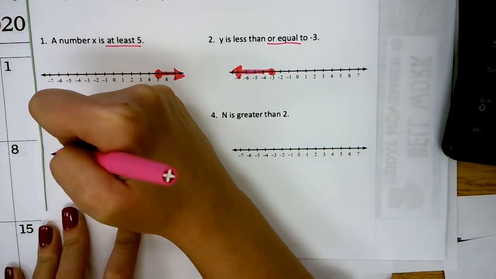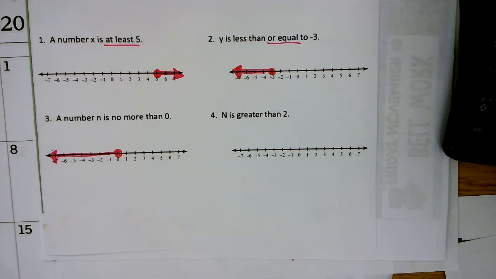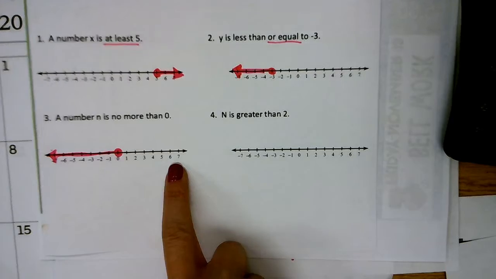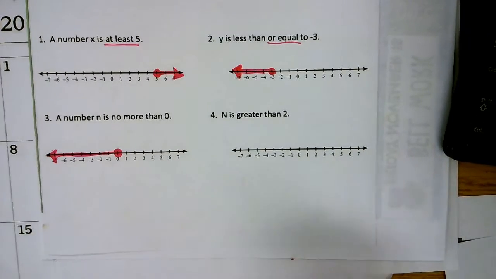Because all of these numbers, you guys say, okay, is negative 6 no more than 0? Yeah, it's not more than 0. Is positive 6 no more than 0? No. So we know we shaded in the correct direction.